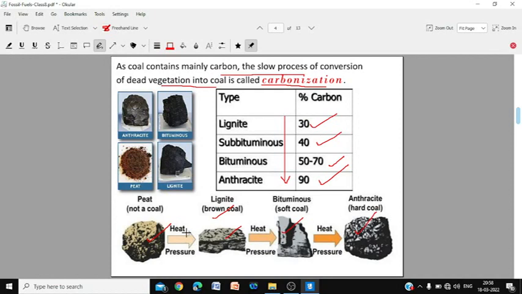All of them require the same thing: high temperature and high pressure. The same conditions will convert vegetation into intermediate peat, then lignite, then bituminous, and finally anthracite, containing the highest percentage of carbon.